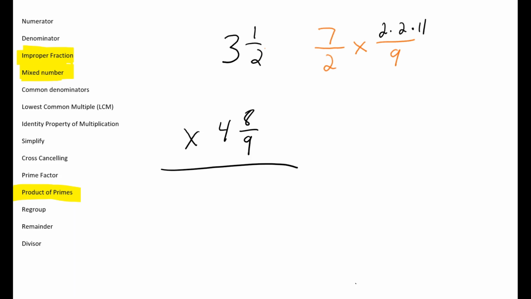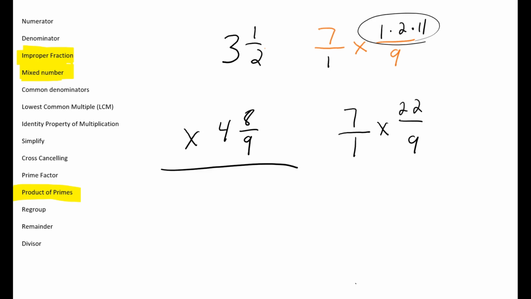I see now that this 2 right here, there's a 2 up here, and I can cancel those off. 2 goes into 2 one time, so I get rid of those. I'm going to write a 1 on the bottom and a 1 on the top. Alright, so I canceled those off. Now I can multiply my product of primes out again. So I'm going to have 7 over 1 times 2 times 11, which is 22, over 9.